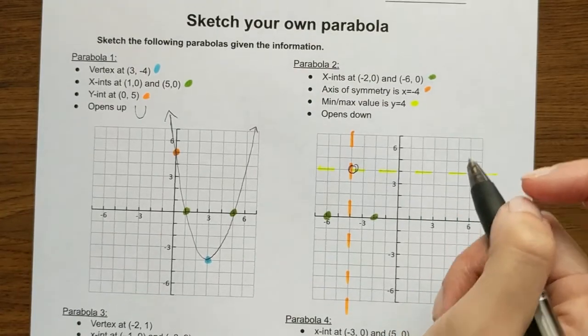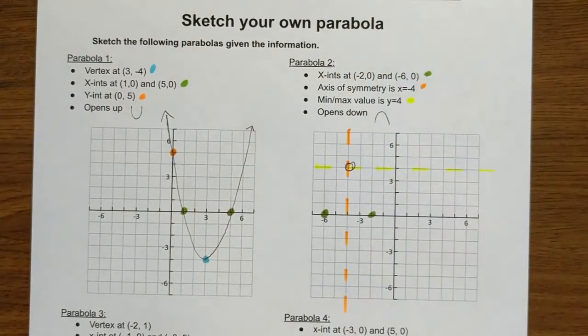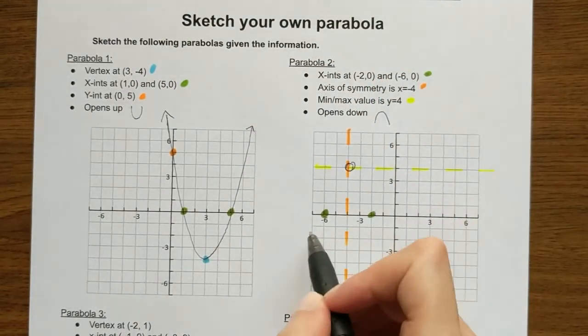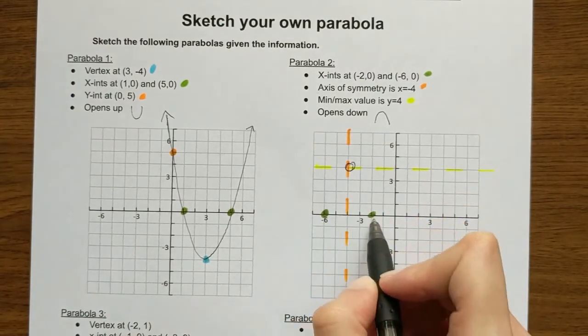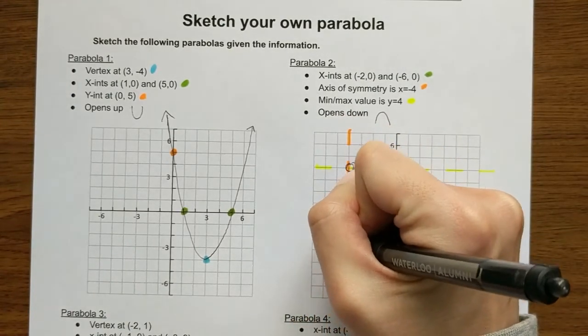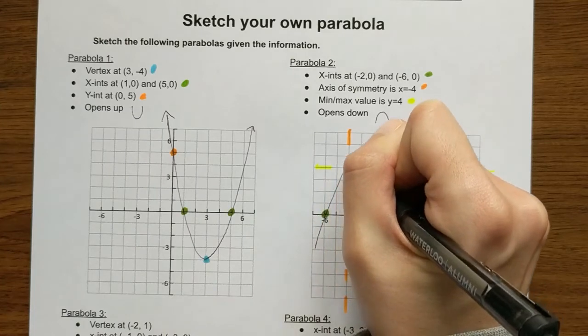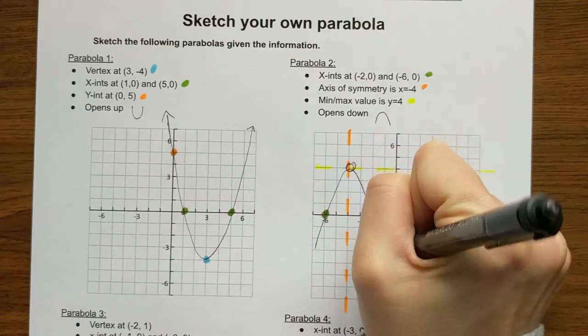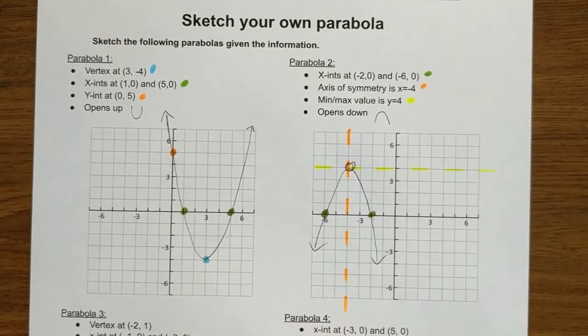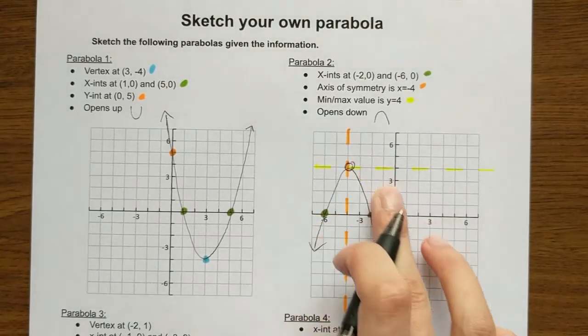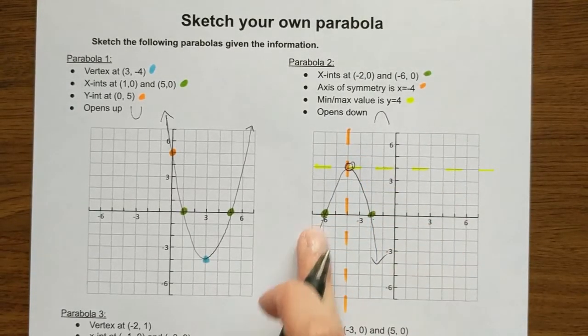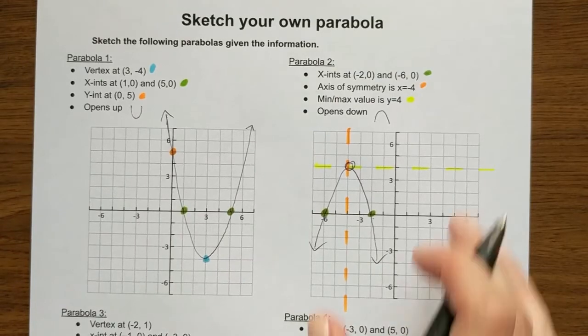I also know that it opens down, so I'm looking for an N shape. Okay, we can see that pretty clearly. This is my vertex, these are my 2 points. So I'm going to go ahead and sketch this here. Good. Okay. Again, you just want to try to keep it as smooth as possible. We do not want 2 straight lines.